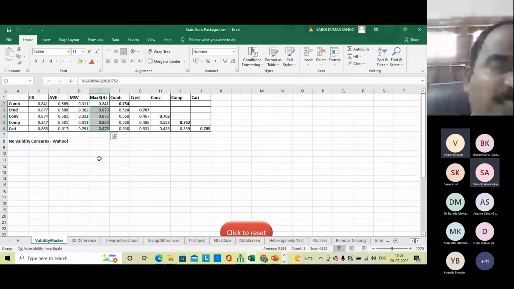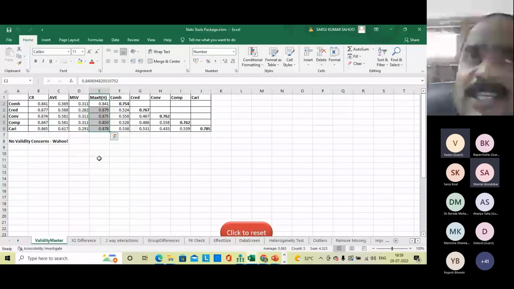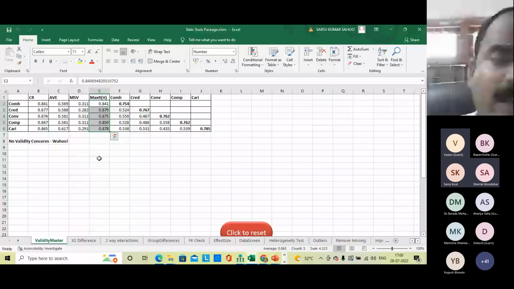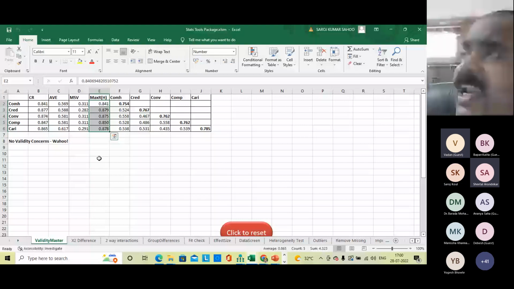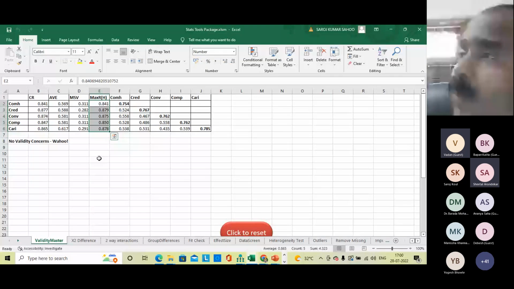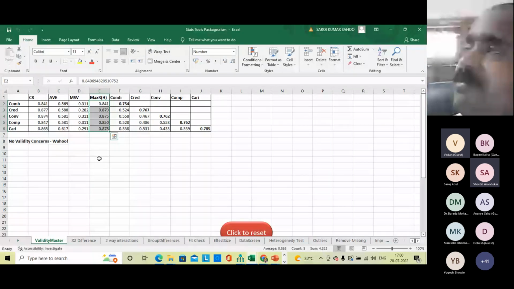That means there is very little scope. Please concentrate. Once you say maximal reliability is 0.841, how much is left? It is 0.159. Only 0.159 scope is there that any other indicator may describe this construct, which is very minimal.